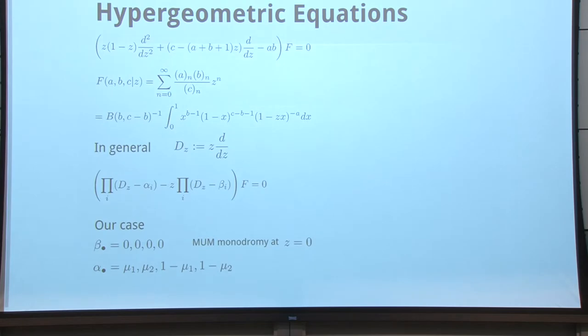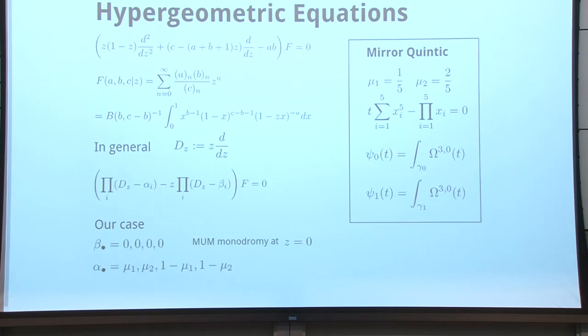Yeah, so little l and capital L are unique. They're preserved, but in particular, that's not the definition of maximal unipotent, but that's a property of maximal unipotent. Okay. So the example that I began with is what's called the mirror quintic, so it corresponds to parameter values mu1 is 1/5 and mu2 is 2/5.